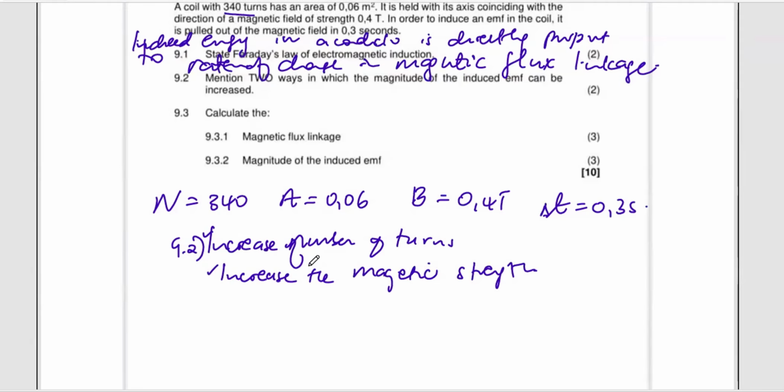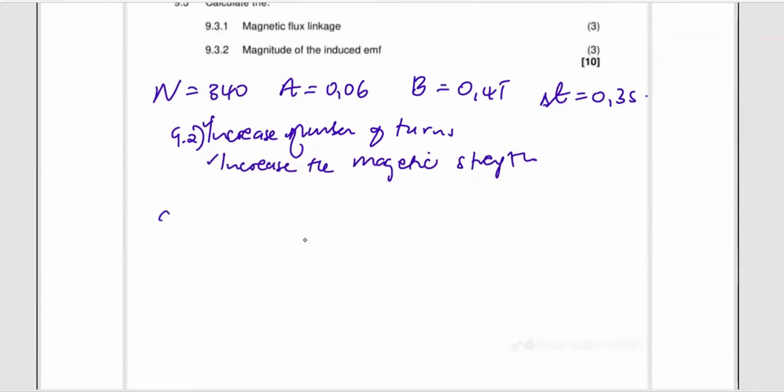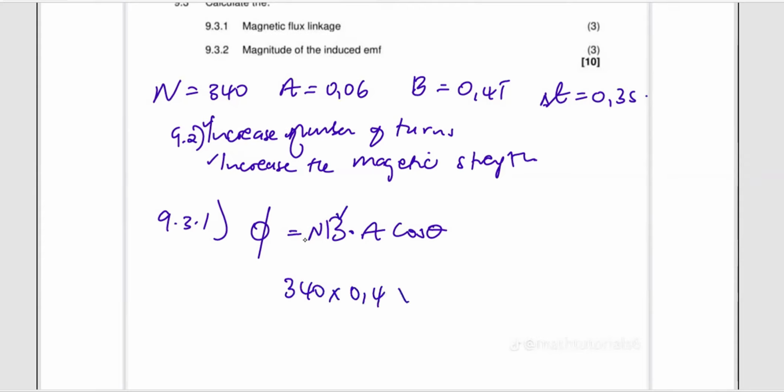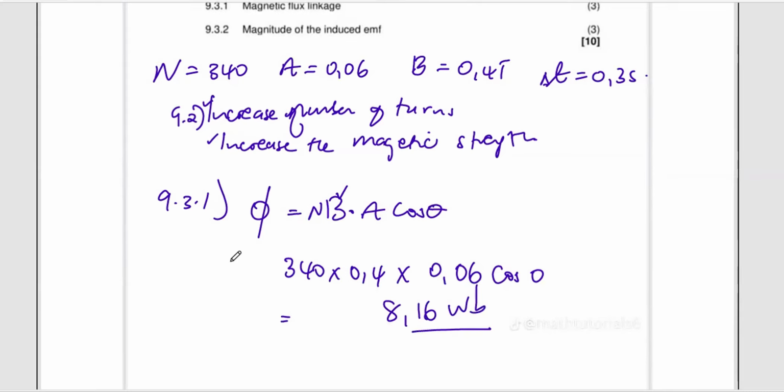For 9.3, they want us to calculate the magnetic flux linkage. So 9.3.1: the magnetic flux linkage is going to be B multiplied by A and then the cos of theta, but then we have to multiply it by N, the number of turns. So it's going to be 340 multiplied by the field strength, which is 0.4 Tesla, the area is 0.06, and then the cos of 0, since they told us that it is parallel. When we punch this into the calculator, I'm getting something like 8.16 Weber. So that's what the question wanted.